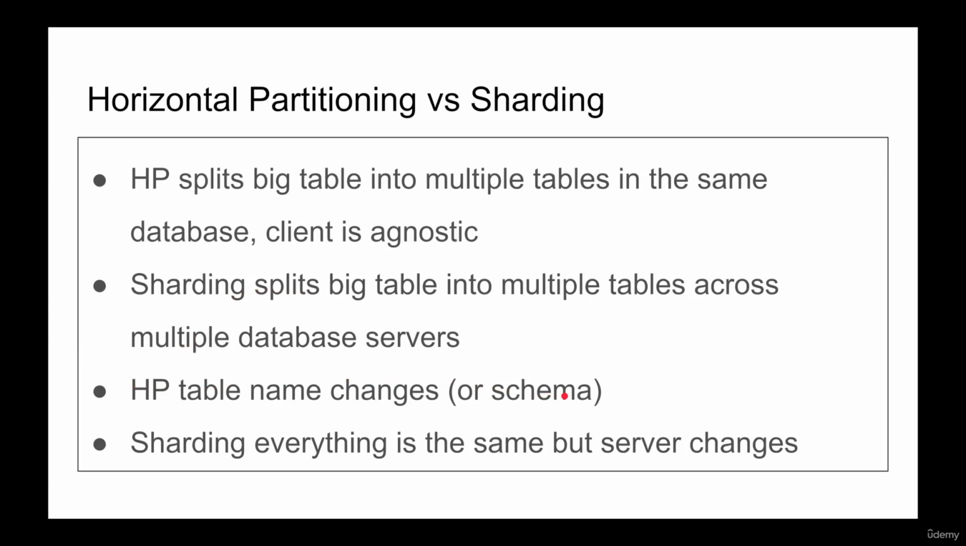So the table names, this is a little bit of a detail. In horizontal partitioning, the table name changes, right? On that back end, you have multiple table names and they are changed. However, in the sharding case, the table name stays almost the same, because the query is exactly identical, doesn't change, right? But the server against which you're executing the query actually changes.